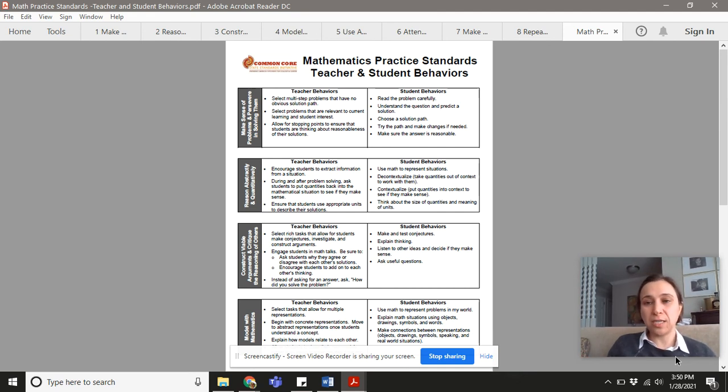Now, while these practice standards are student behaviors or things students will do when they engage with mathematics, there's also certain things the teacher has to do to set up the student for using those behaviors or using those practices.